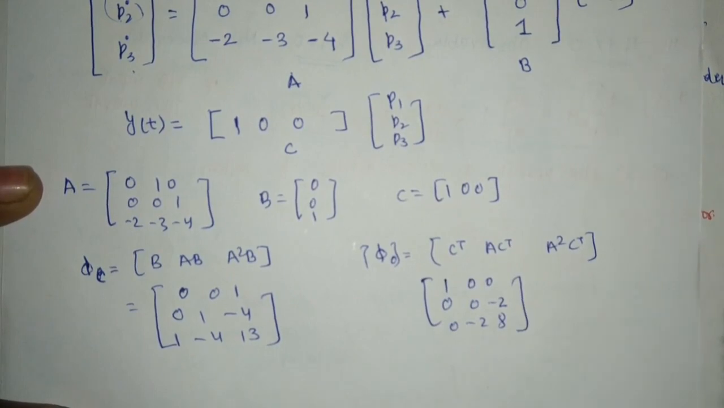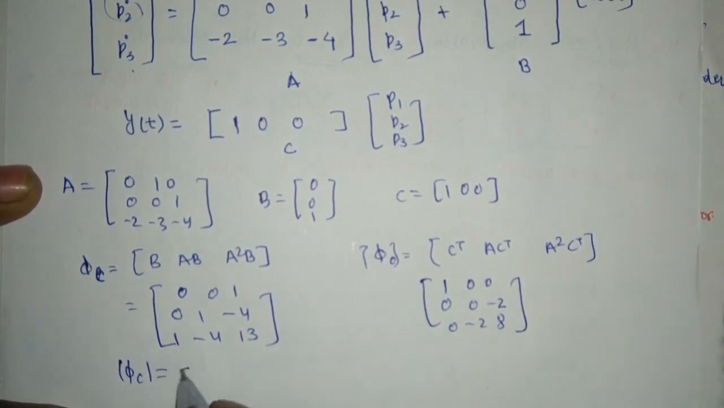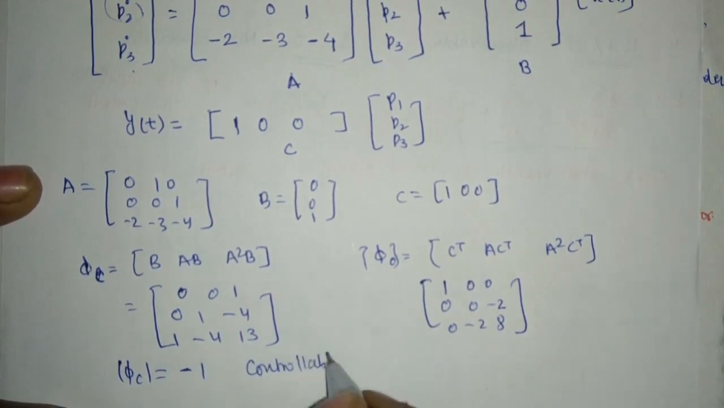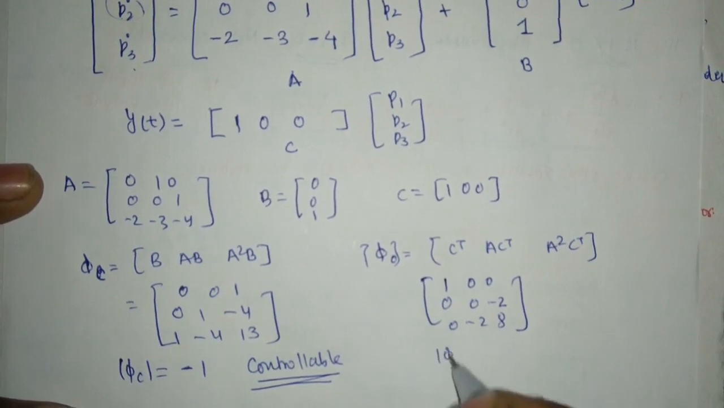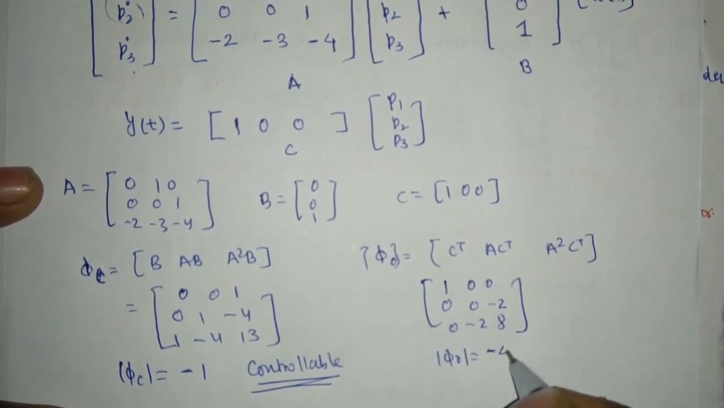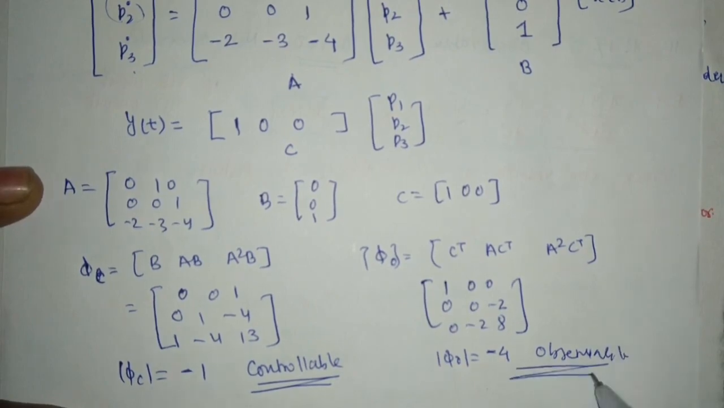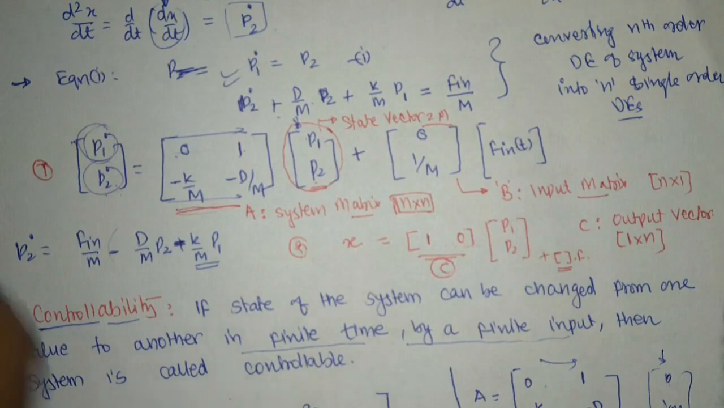Now I can see if the determinant is 0 or not. The determinant of phi C is minus 1, which means it is controllable. And the determinant of phi O is minus 4, which means it is observable. So there is a very clear cut analysis that we have done for the question that we had.